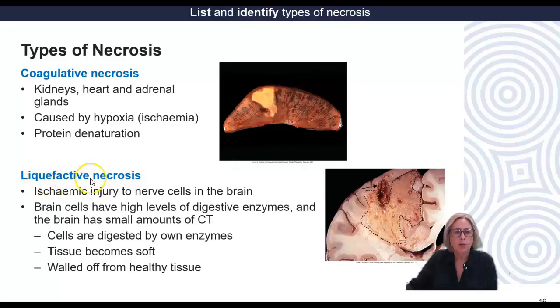The second type then is liquefactive necrosis. And this can occur due to ischemic injury to nerve cells in the brain. Dead brain cells are affected by this type of necrosis because they have really high levels of digestive enzymes, and the brain itself has only small amounts of connective tissue. So cells are digested by their own enzymes, and that tissue then becomes soft and watery, and it becomes walled off from healthy tissue, which is what you're looking at here.